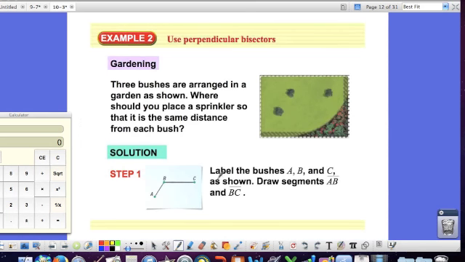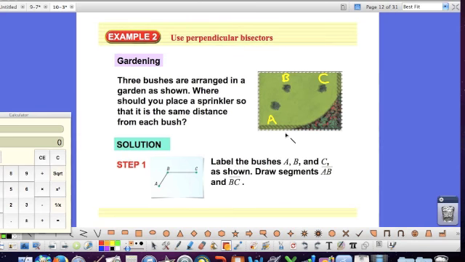Three bushes are arranged in a garden as shown. Where would you place a sprinkler so it is the same distance from each bush? So we're going to label the bushes A, B, and C. And we're going to draw segments AB and BC.